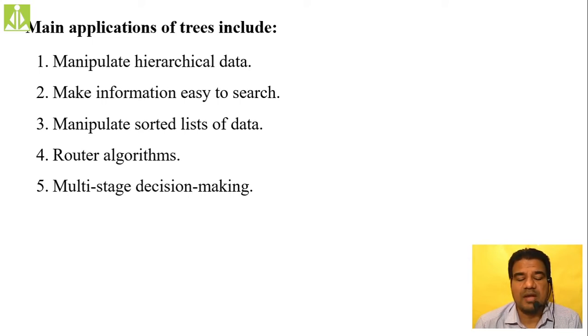Then, manipulate a sorted list of data. So a sorted list of data, not stored, sorted. When we enter into the trees concept, we will see binary trees, binary search trees, then AVL trees, threaded binary trees, many different types of trees over there. All information by default we are maintaining in a sorted order.